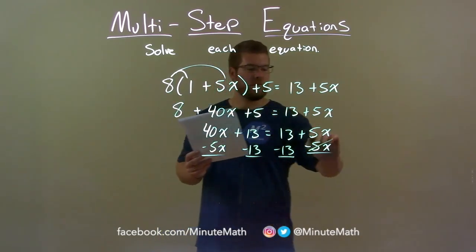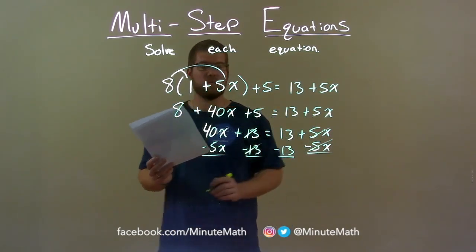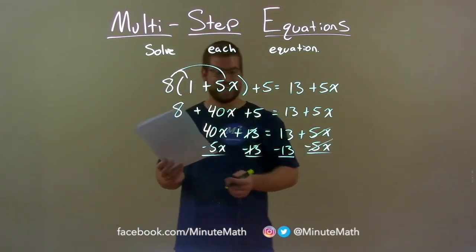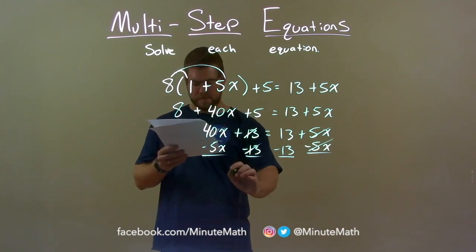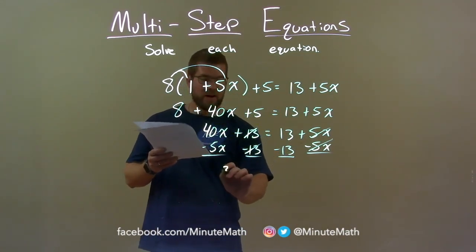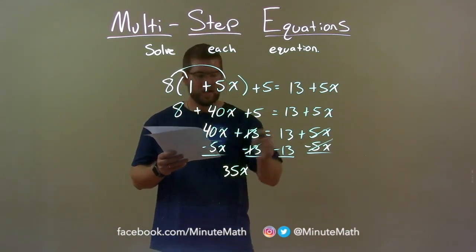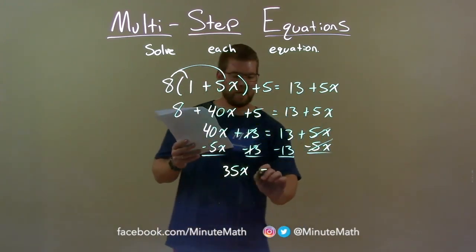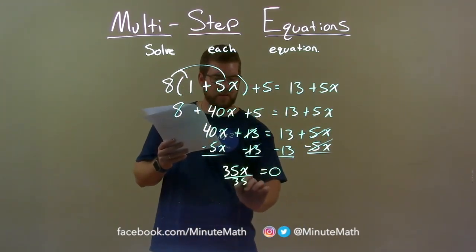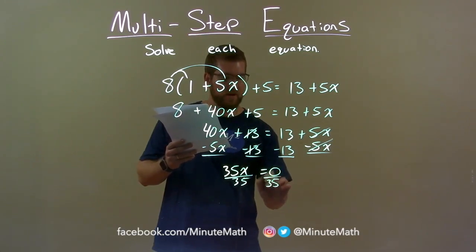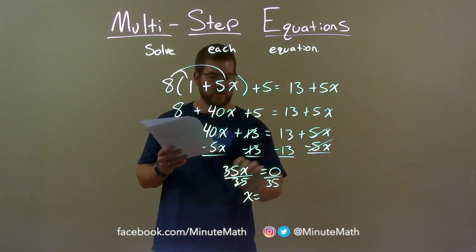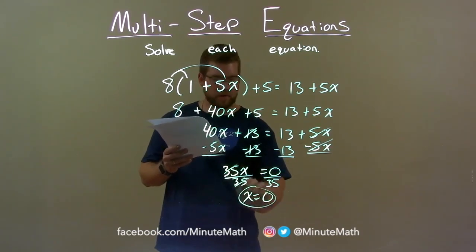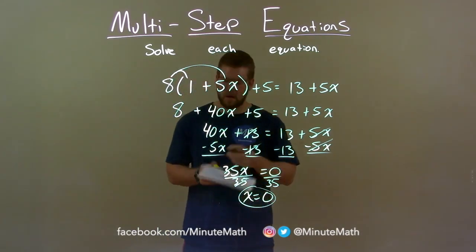5x's cancel on the right, 13's cancel on the left, and now I'm left with 40x minus 5x, which is a 35x, and 13 minus 13 is a 0. Divide both sides by 35 now. Remember, 0 divided by anything is 0, so x is by itself equal to 0. And there we have our final answer.